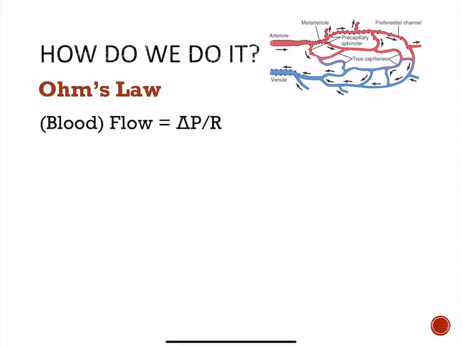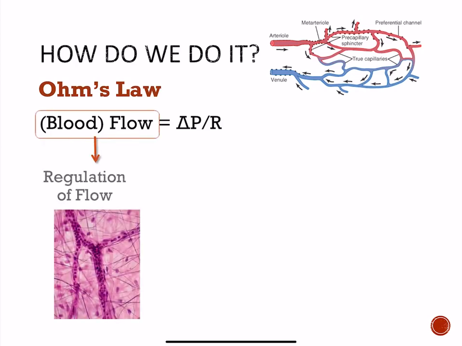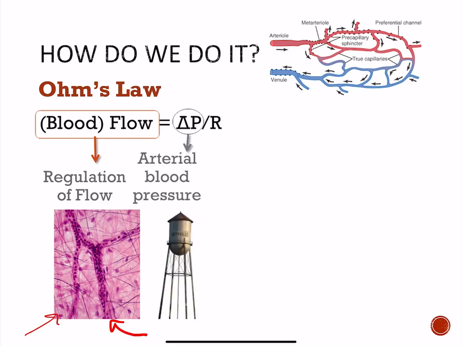So blood flow is equal to the change in pressure over resistance. If we are talking about how we control where blood flow goes, blood flow is the regulation that we're talking about. How do we pick the tissue over here that gets less and the tissue over here that gets more? Well, we have to have a constant driving pressure behind that flow, and that's going to be our delta P. That is our arterial blood pressure.